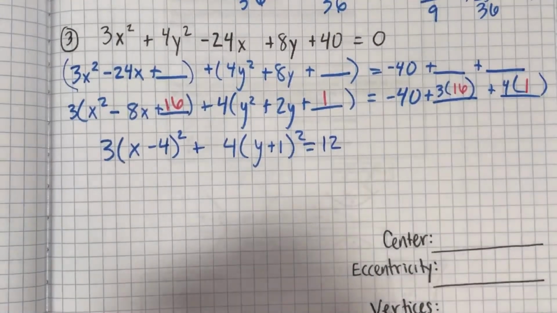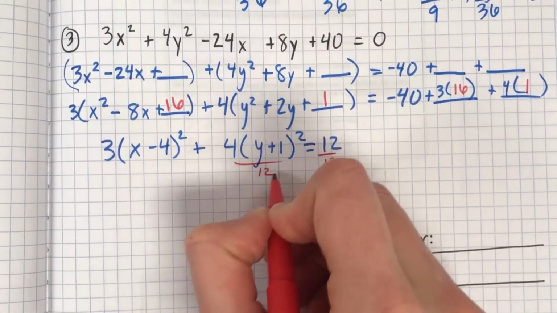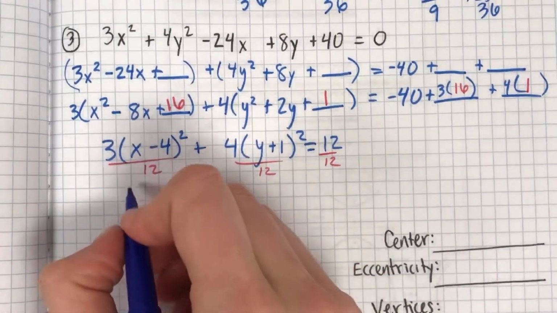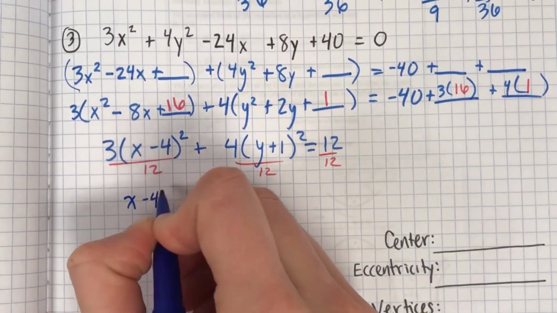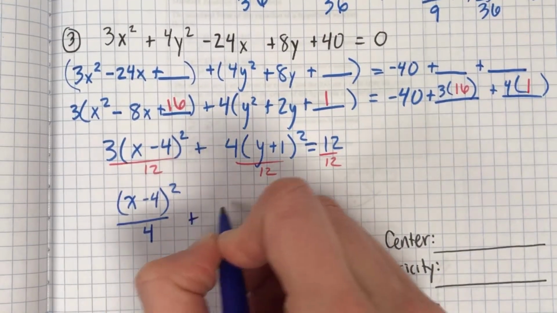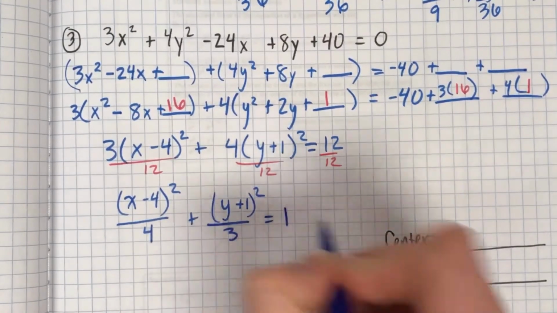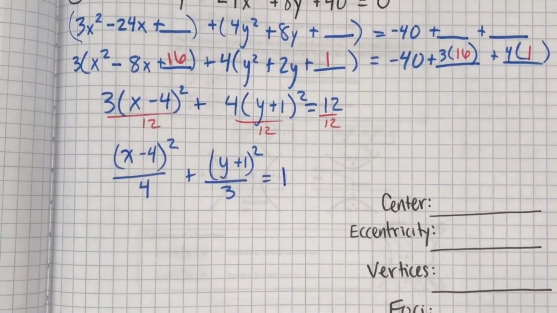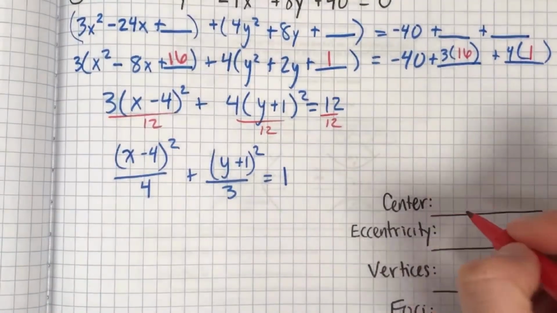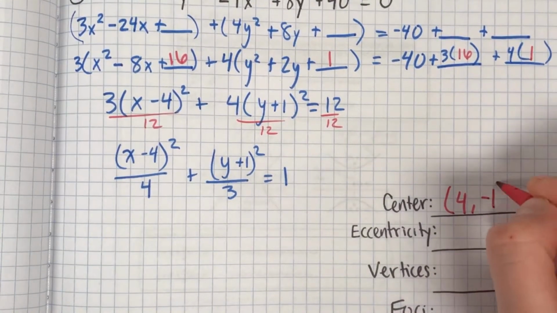Now I'm going to divide everything by 12 so that I can get this equal to 1. It has to equal 1 or it's not in a form that we can work with. All right, and so now we've got our standard form of an ellipse, and we can find all of the things we need. So our center here is going to be at 4, -1.